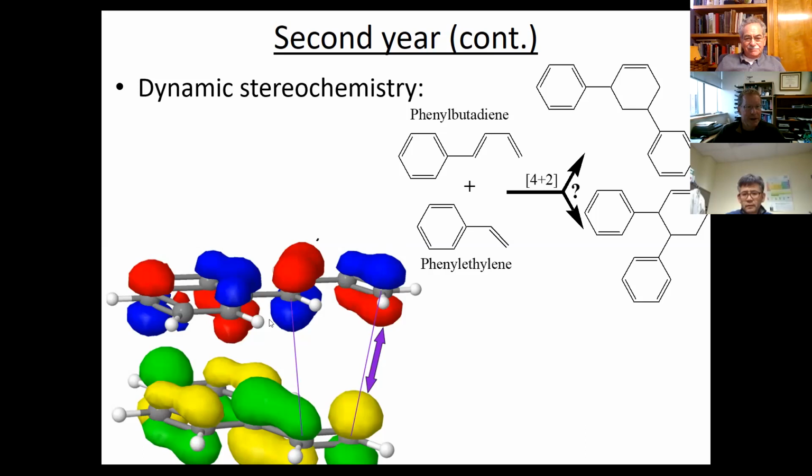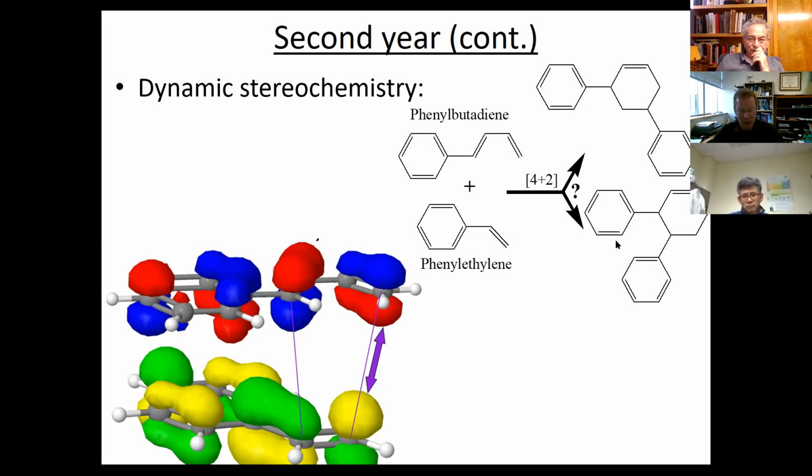So it's the highest occupied molecular orbital shown on the top here that interacts with the lowest unoccupied molecular orbital on the other molecule. And the largest lobes of those direct the stereochemistry here. So it turns out in this situation, this more sterically crowded product is the preferred one. And of course, in these reactions, you get mixtures.